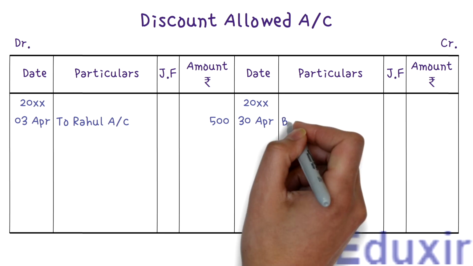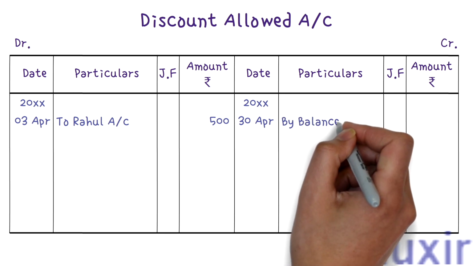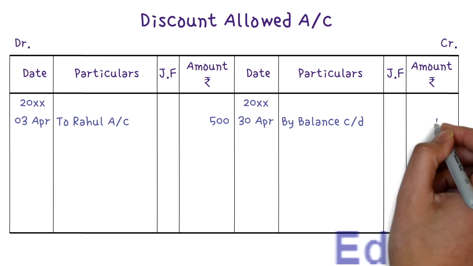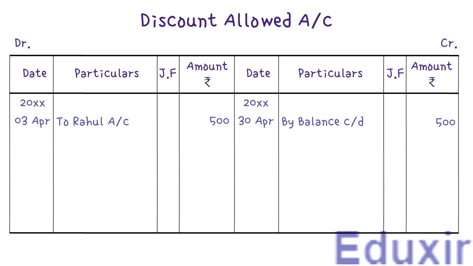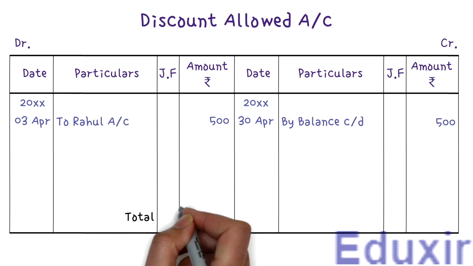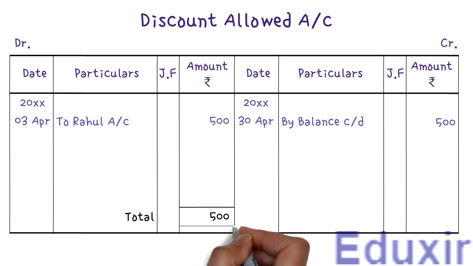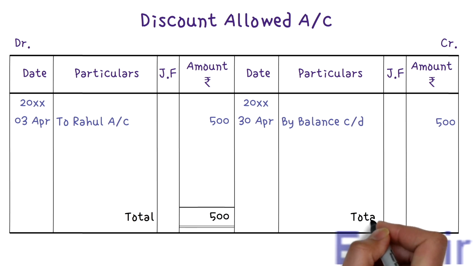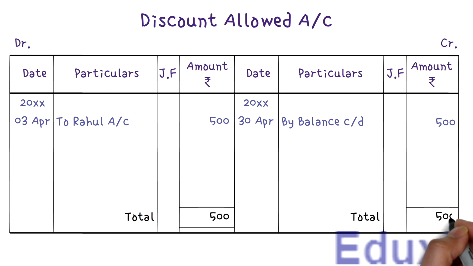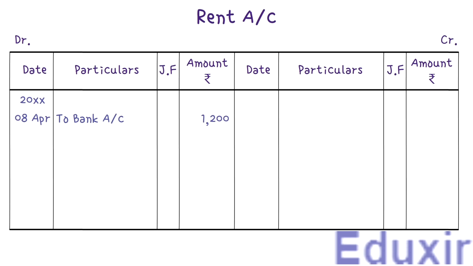Let us then write by balance carried down in the particulars column. Let us then write 500 rupees in the credit amount column. Now the total on the debit side is 500 rupees. And the total on the credit side is 500 rupees. So now the discount allowed account is balanced. Let us now take up the rent account.